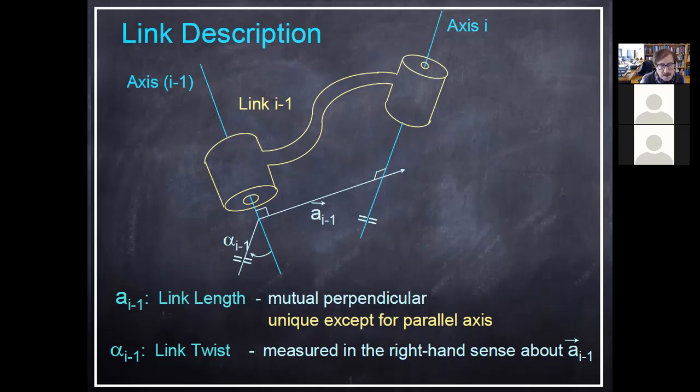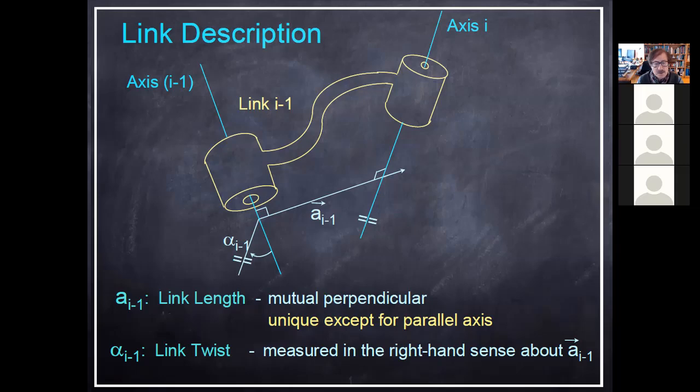Okay, so we said we are going to look at how the links are described. Now here you see a generalized link. This can be a link i-1 or ith link. The i-1 link is going to be here, and the ith link is going to be here, and these are the joints. This is a generalized representation. Now, how do we describe a link?